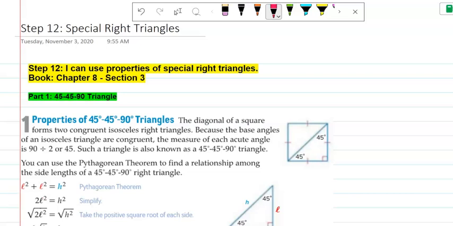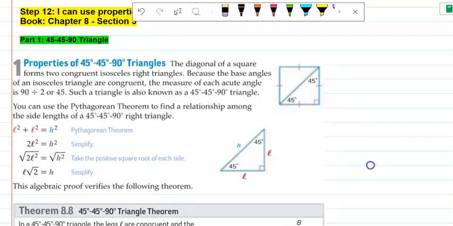Hello and welcome to step 12, in which we are going to keep with the theme of still working with right triangles. We're just going to look at a couple of what we call special right triangles. So they're going to be right, but they're also going to have an extra quality to them.